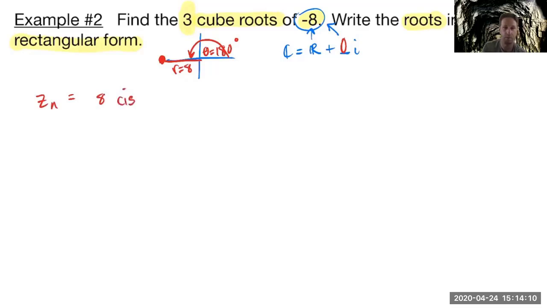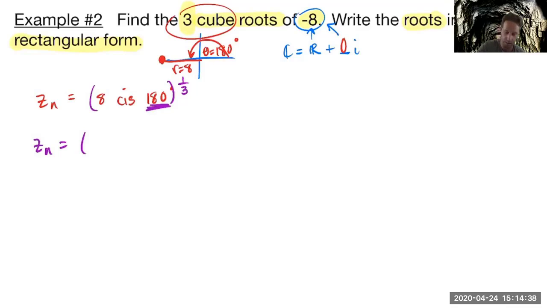Cis, I'm putting it in polar form, theta. And because it's cube roots, I know that I would raise this whole thing to the 1/3 power. So in order to get my answers, don't forget, before I actually apply de Moivre's theorem, I'm going to do one extra thing to this because I need 3 answers. And right now, this is only going to give me 1.